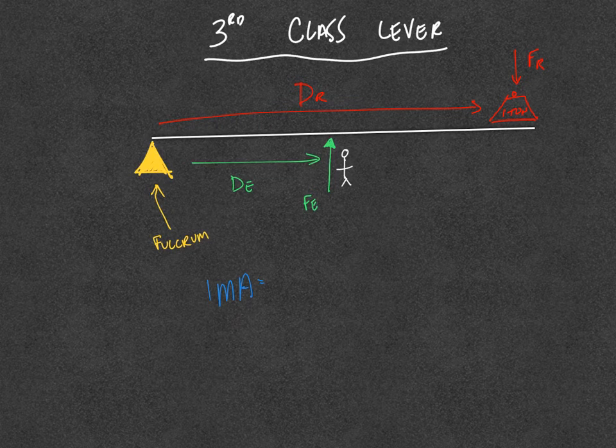If we look at the IMA equation again, dE over dR, we'll notice that in the third-class lever, dR is always going to be greater than dE, and in that scenario, the IMA has to be less than 1 because dR is greater than dE.